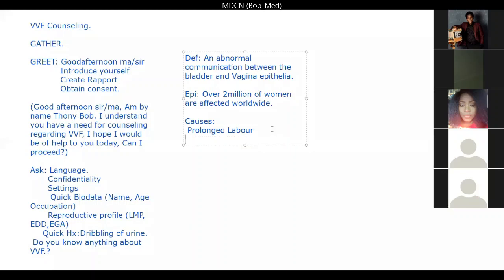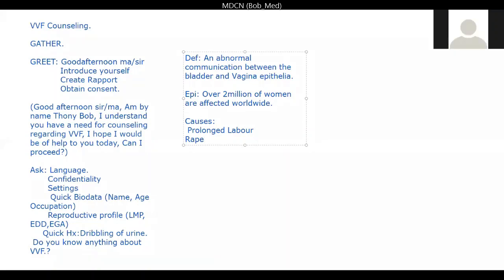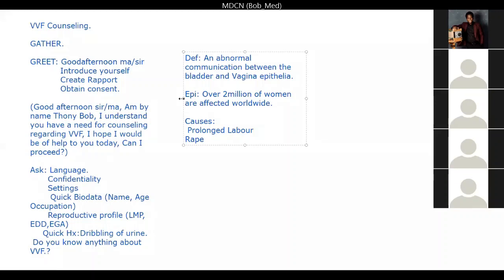Apart from this, we can have other reasons. Things like rape could be a common cause of vesicovaginal fistula. Please, I want us to take note, doctors. Prolonged or obstructed labor. Somebody please use the chat box. Everybody should use the chat box instead. Is obstructed not the most common? No, prolonged is the most common, please.